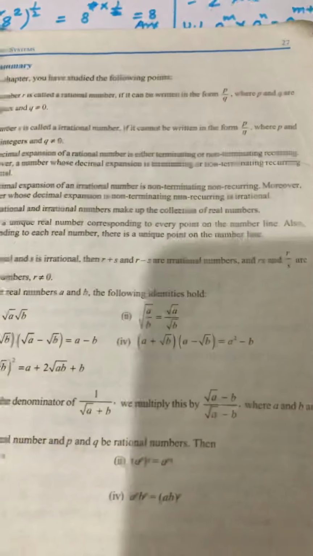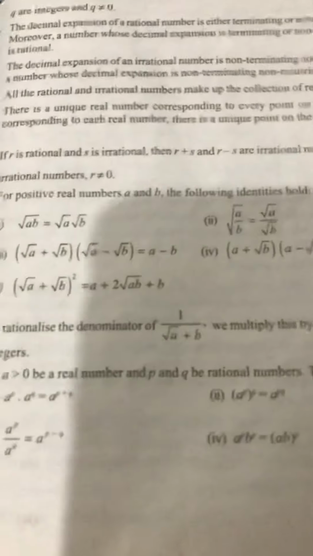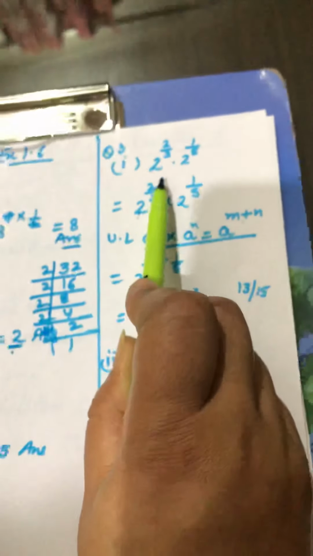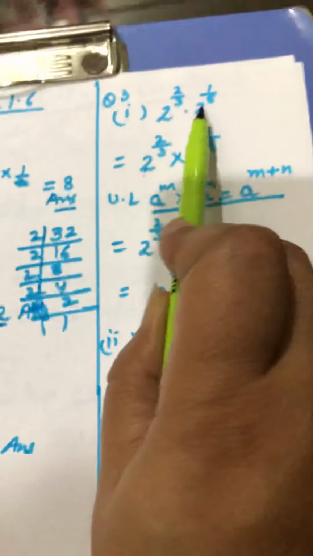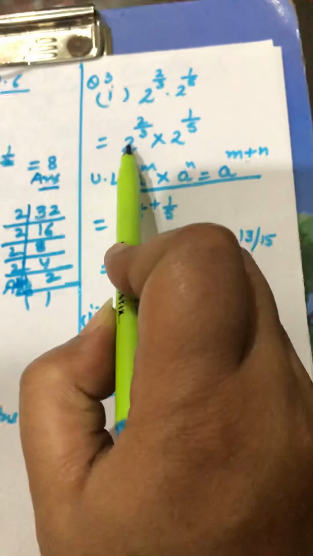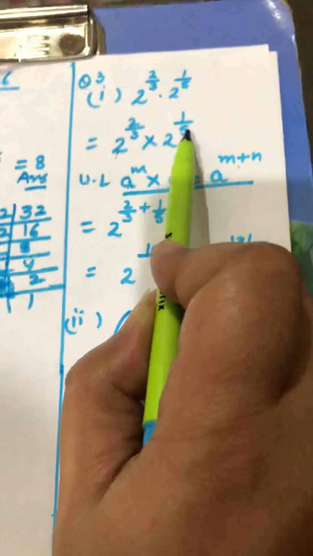Now this is question number 3. Simplify 2 raised to power 2 by 3 into 2 raised to power 1 by 5. So there are total 4 parts of this question. Let us do question number 3. First part is 2 raised to power 2 by 3 into 2 raised to power 1 by 5.